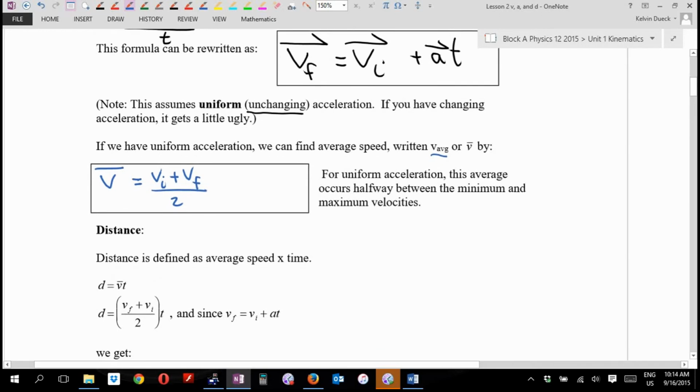Oh, little nerd point, by the way. If we're talking uniform acceleration, this average occurs exactly halfway between the minimum and maximum velocities, which can sometimes be a nice shortcut if you're trying to do math in your head. You don't need to memorize that, though, because it's only a convenient shortcut, and it's not that good a shortcut. It saves you like 5 seconds. Meh.